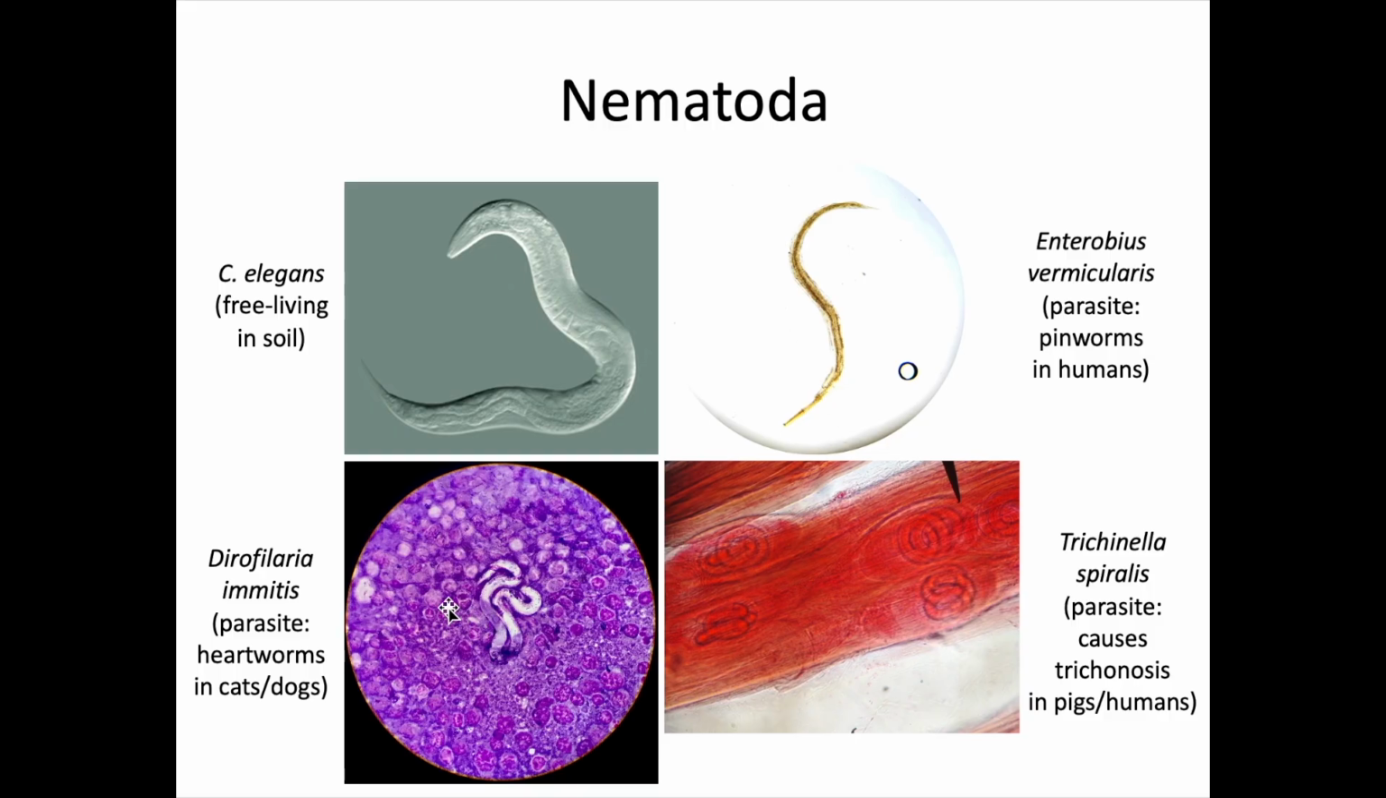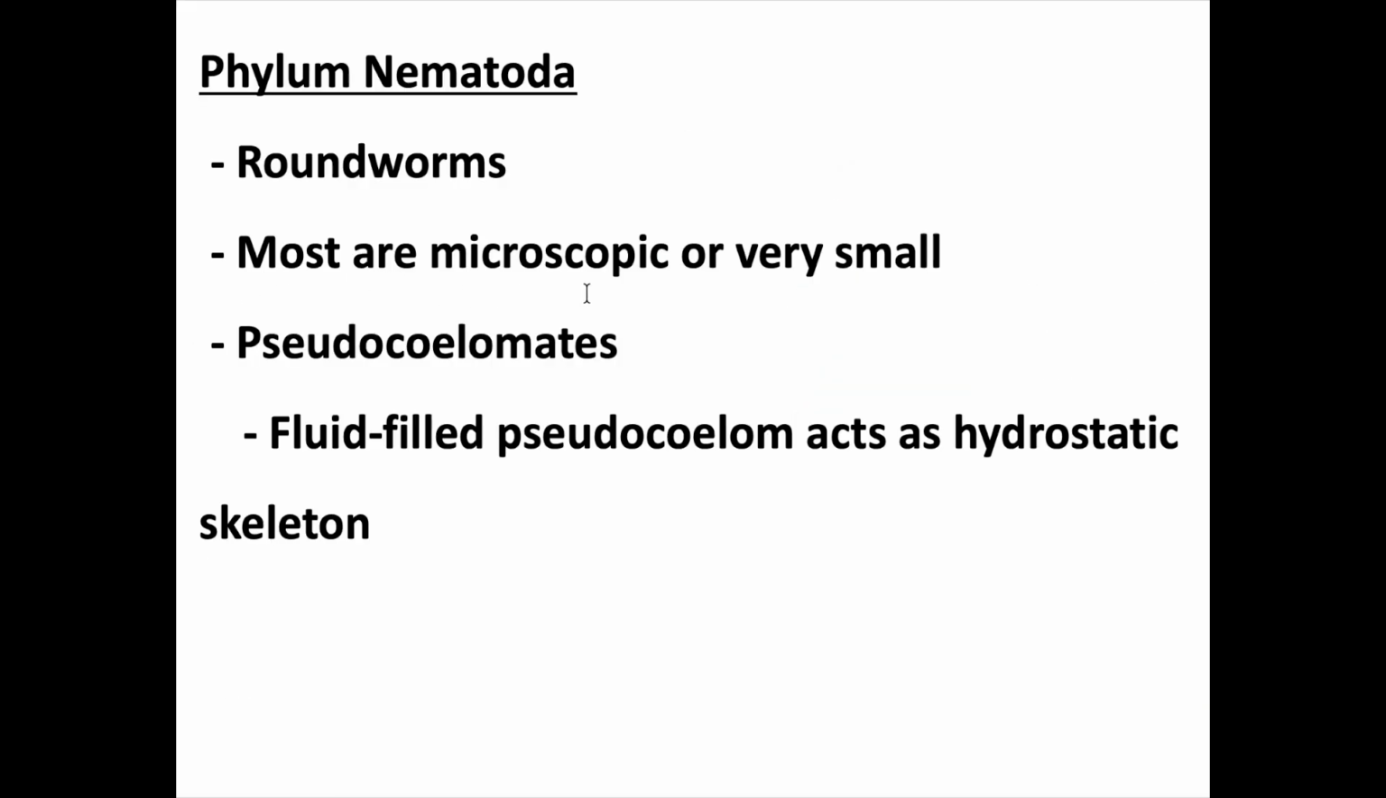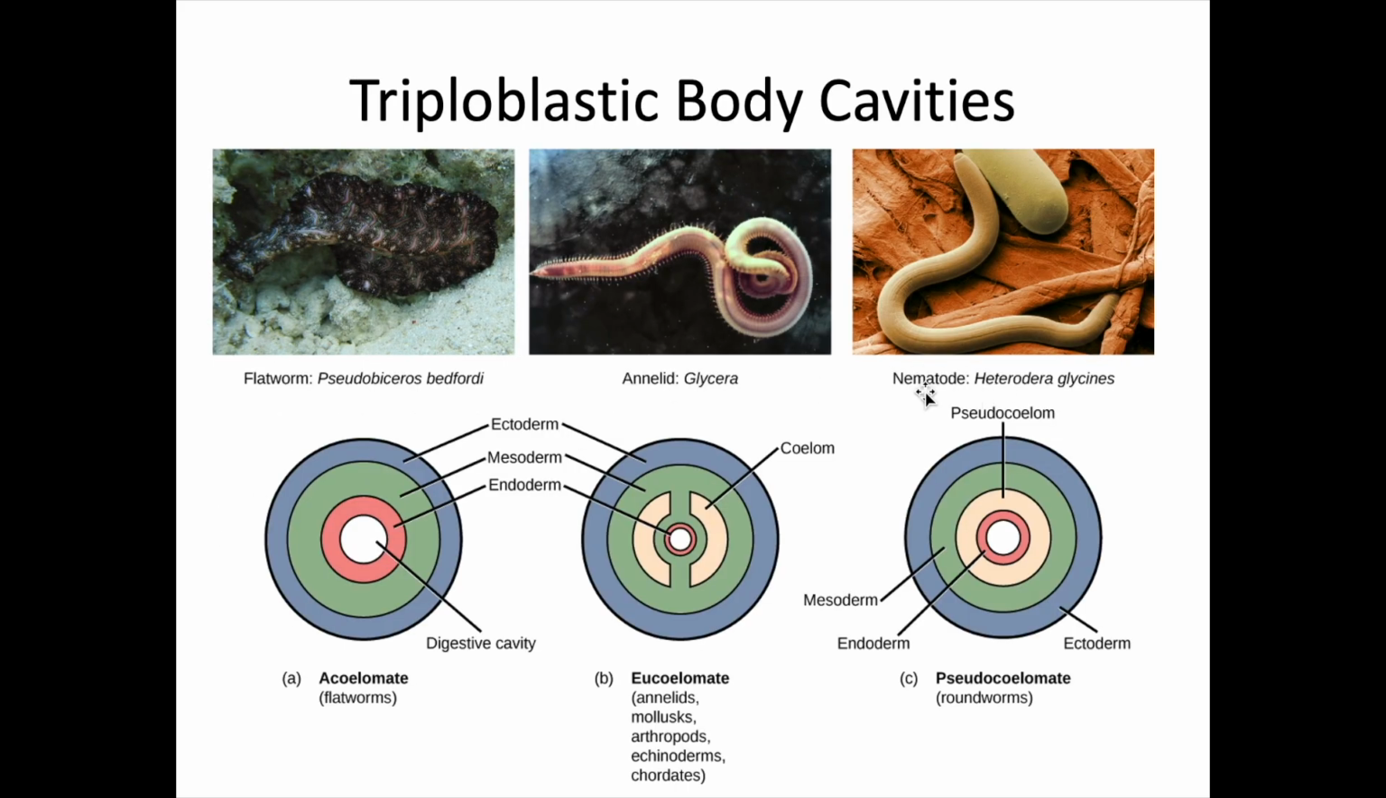There are many notable members here. You don't have to memorize all of these names, but yeah, they cause diseases from heartworms in our pets to pinworms in humans, but there are plenty of other nematodes that are free living, that don't cause any diseases, just sort of crawl around and eat bacteria. So mostly microscopic or very small, and they are pseudocoelomates. So, in fact, to go back to this once again, here was nematode as an example of a pseudocoelomate with this pseudocoelom cavity between the mesoderm and the endoderm.